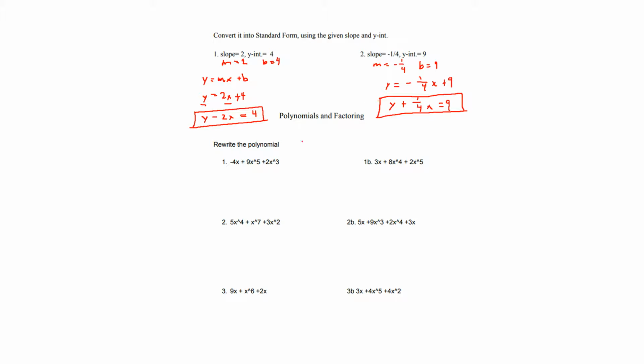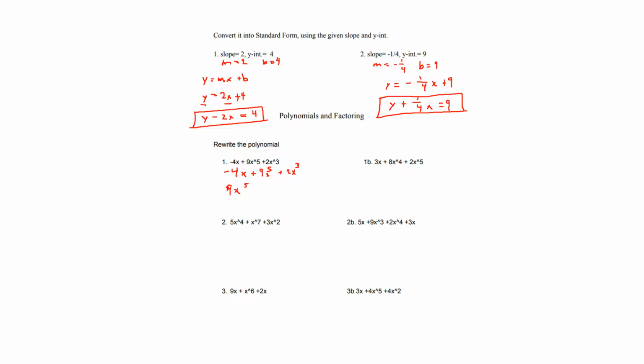Okay. This next part says rewrite the polynomial. So number 1, it's negative 4x plus 9x to the power of 5 plus 2x cubed. If you want to rewrite the polynomial, you could rewrite it in terms of the exponents. So you should write this in order of the greatest exponent. By that, I mean here the greatest exponent is 5. So 9 times x to the power of 5.